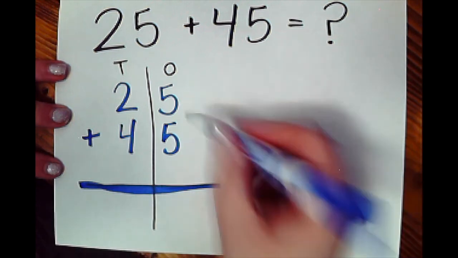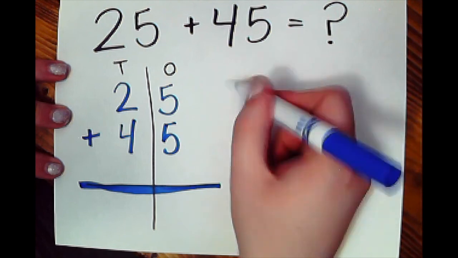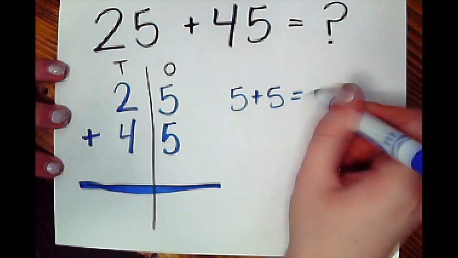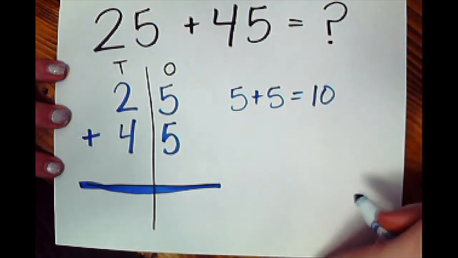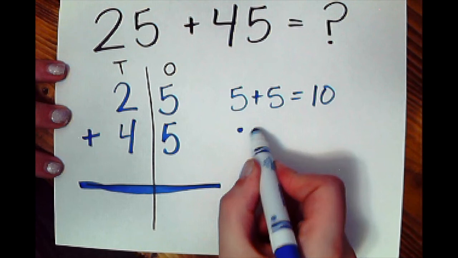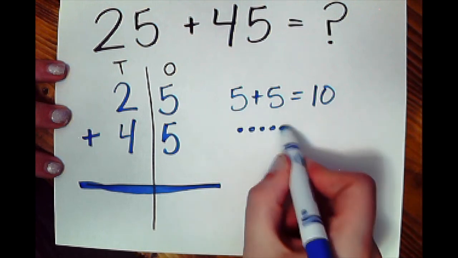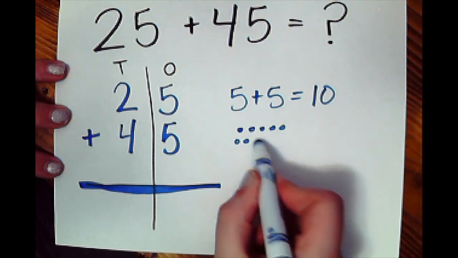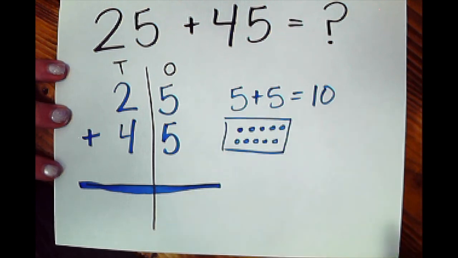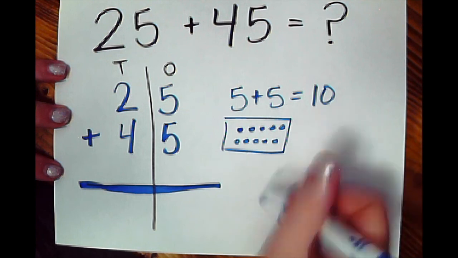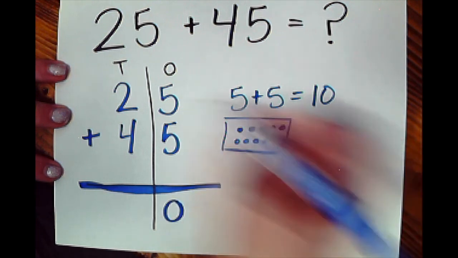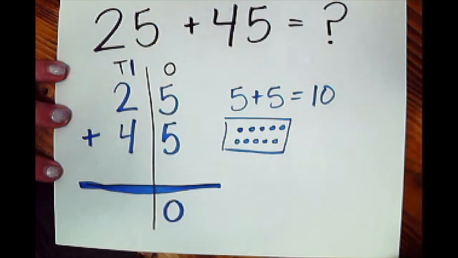Okay, first we're going to add our ones. 5 plus 5. I think we all know what 5 plus 5 is. It makes 10. If you didn't know that and you needed to draw circles or dots, that's fine too. 1, 2, 3, 4, 5 plus 1, 2, 3, 4, 5. That made a 10. We have 0 ones left over, so we're going to write a 0. And since we made a 10, we're going to put that 10 in the tens column.